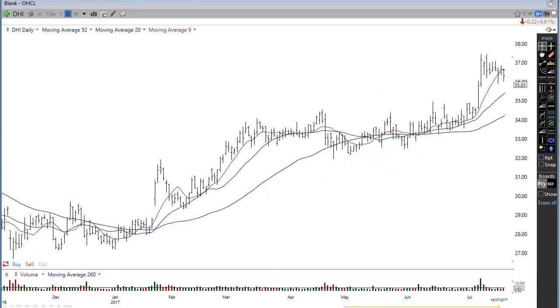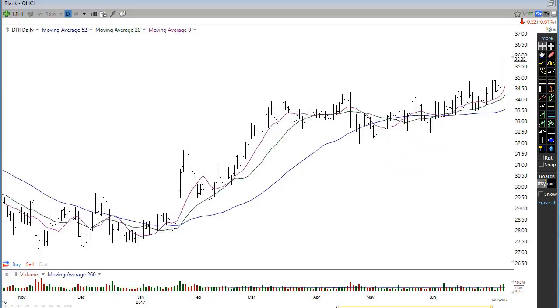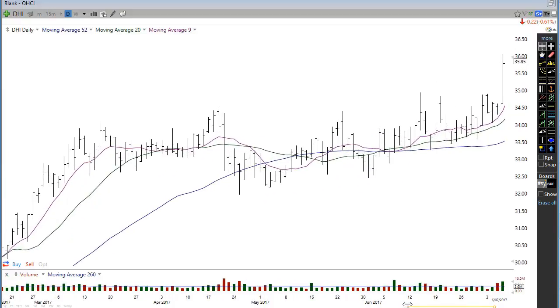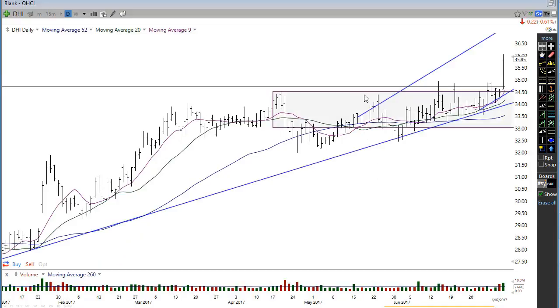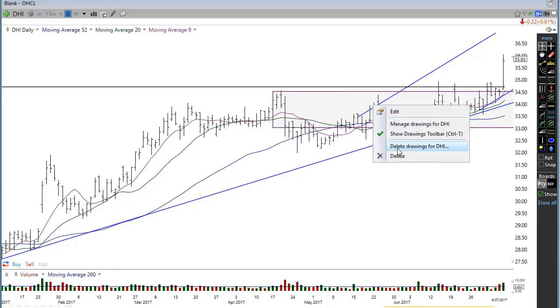So I'll give you an example of a few trades here that I recently took. So I'll show you this one right here. This was actually one right here, DHI. Let me show you this here. Firstly, what did I see? Let me delete everything off the screen.